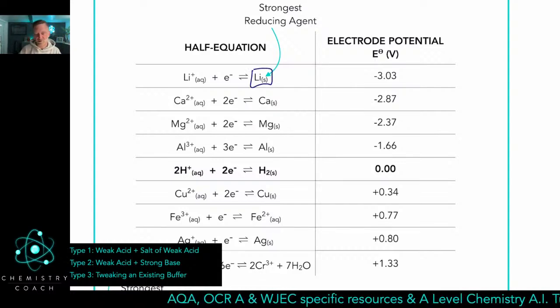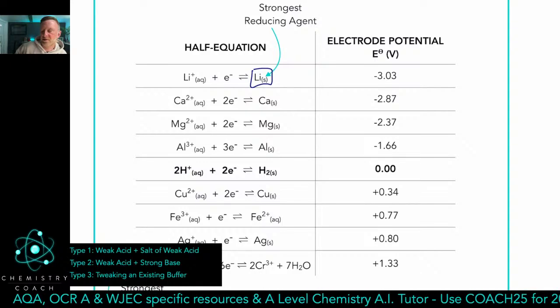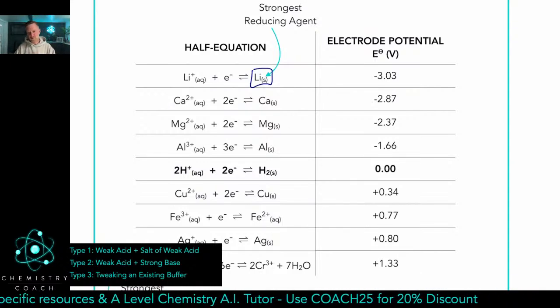Okay, this is A-level chemistry, Mohammed, A-level chemistry. So year 13, UK A-level chemistry.